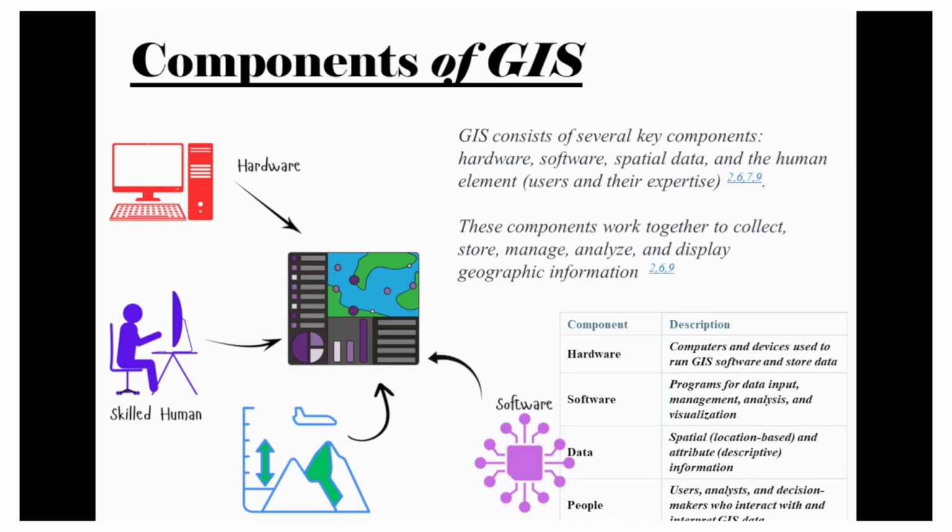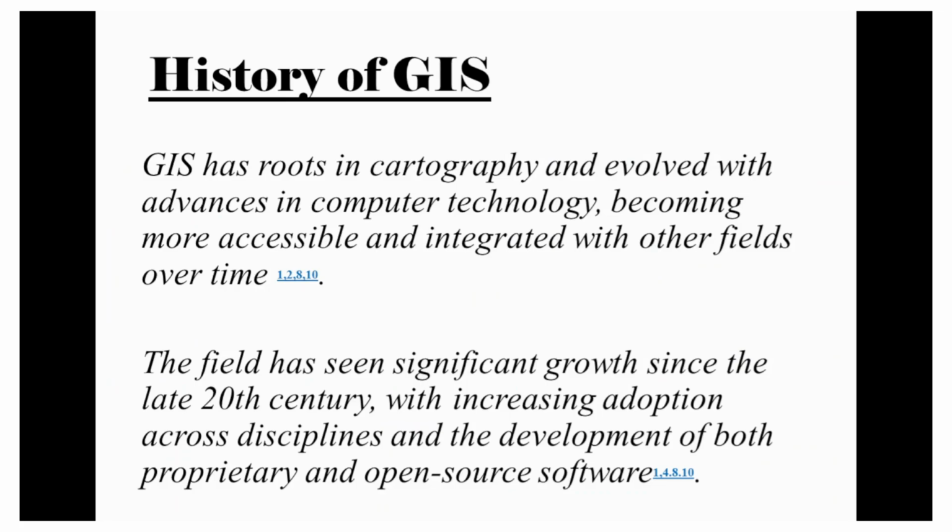Third is the data, which includes both spatial data, meaning information about locations, and attribute data, which describes characteristics of those locations. And finally, people. These people are essentially skilled people who use GIS to interpret data and make decisions.